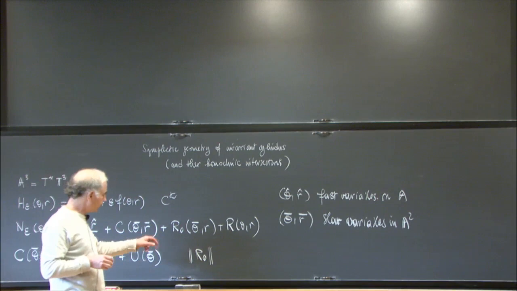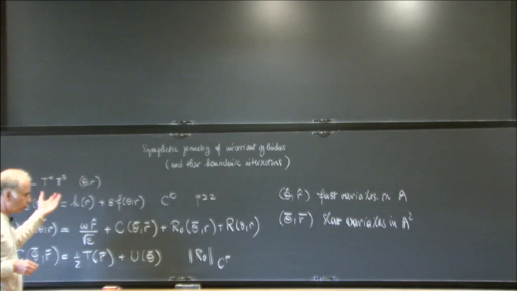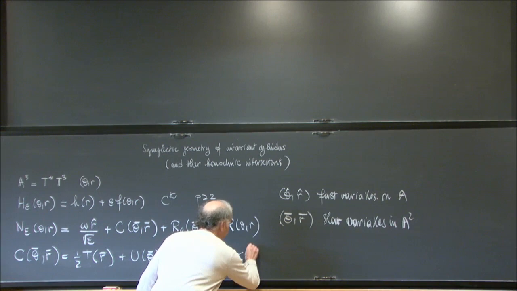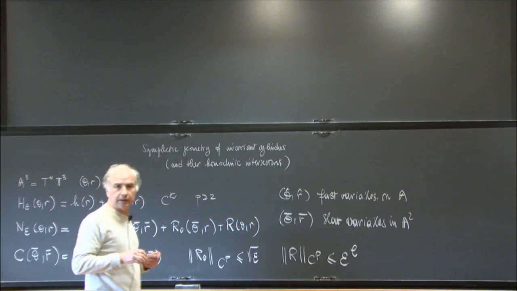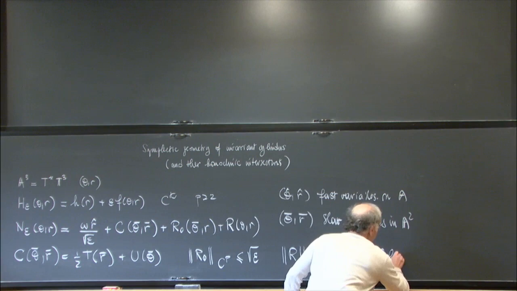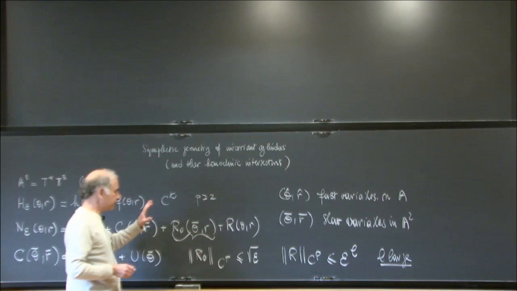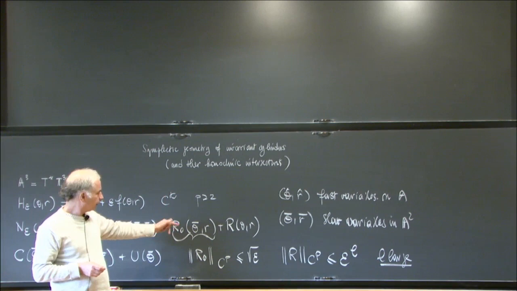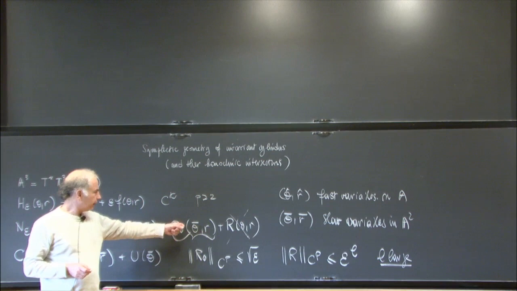Let me fix some p larger than 2, but as large as I want. The norm in C^p of R naught is smaller than square root of epsilon. And the norm in C^p of R is less than epsilon to some power L, which I can choose as large as I want, provided that the regularity is large enough. So L is very, very large. So the contribution of this part of the remainder is very small. And the main point is that this part of the remainder, which is quite big, depends only on theta bar. So we will get some integrability. If I remove this term, the system does not depend on the first variable theta hat. So r hat is a first integral. And this will be crucial.